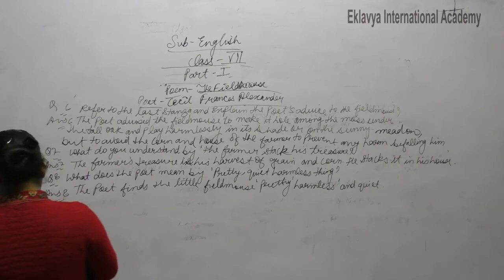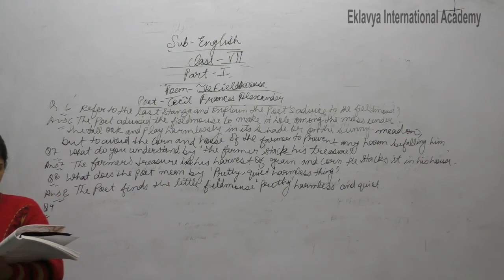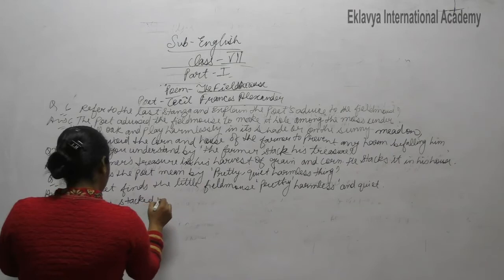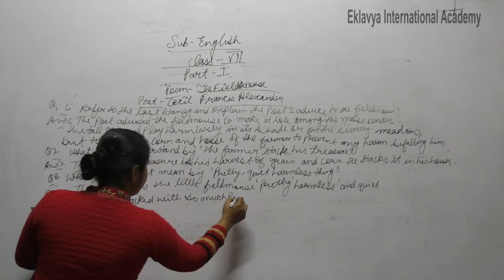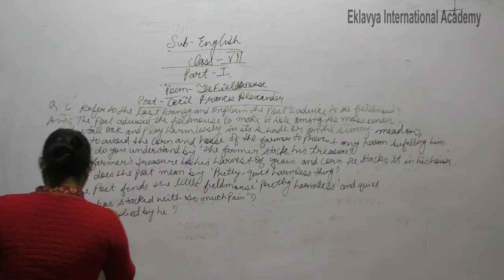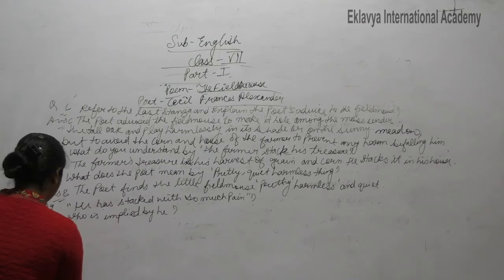Now, 9th question. Read the following line from the poem and answer the questions that follow. You all listen carefully. The line is: He has stacked with so much pain. The question is, who is implied by he? He is a farmer.